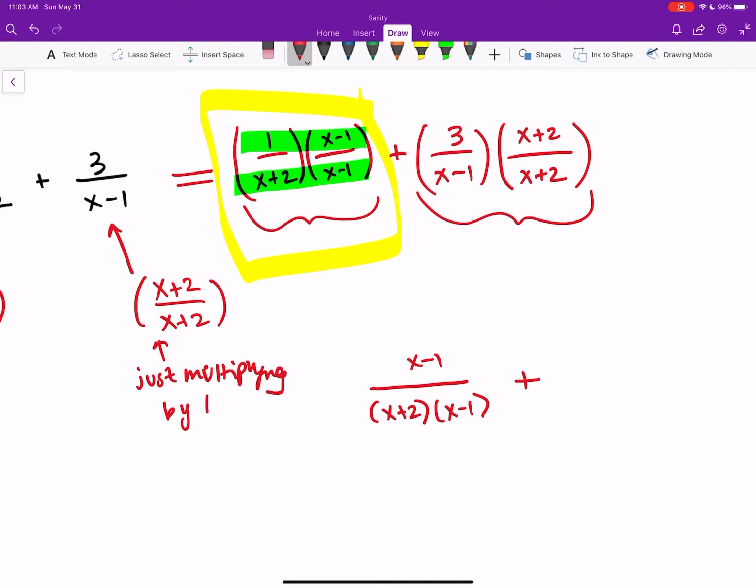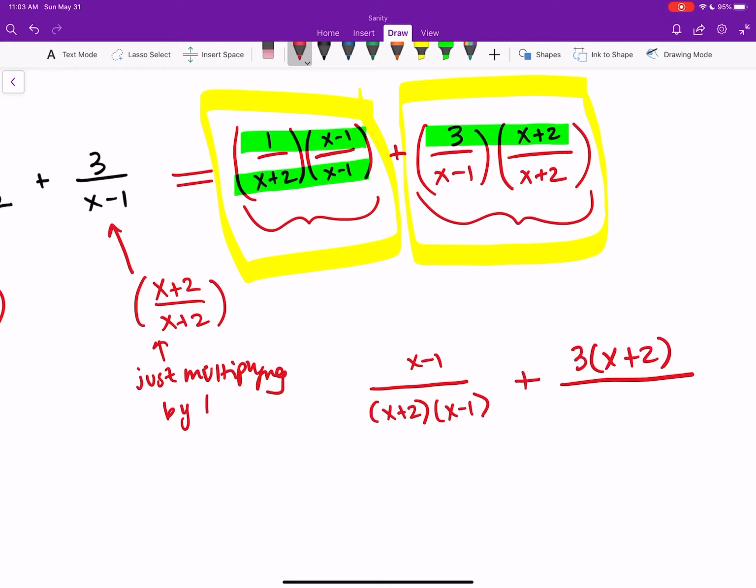And then let's focus on multiplying the second term. Okay, so now we have plus. What would all of this simplified down to, multiplied out, be? Again, we're just going to take it simply and multiply straight across. So that is going to give us 3 times x plus 2, divided by what's on the bottom: x minus 1 times x plus 2.